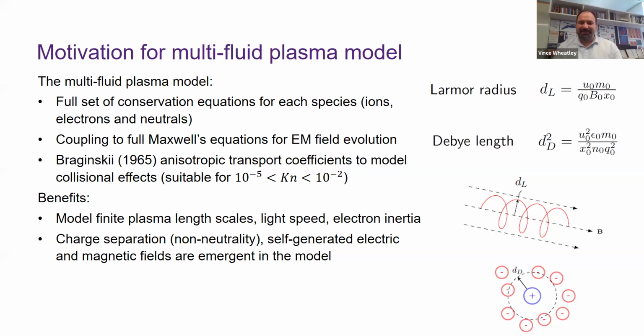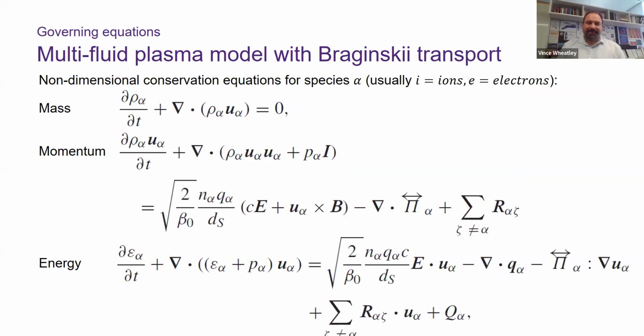So the benefit of using this model is it can handle finite plasma length scales, such as the Debye length, which is roughly the length scale over which charge separation can exist in a plasma, along with finite light speed and finite electron inertia. This allows charge separation to develop where appropriate, and self-generated electric and magnetic fields are emergent behaviors in the model. So let's take a look at these governing equations just briefly.